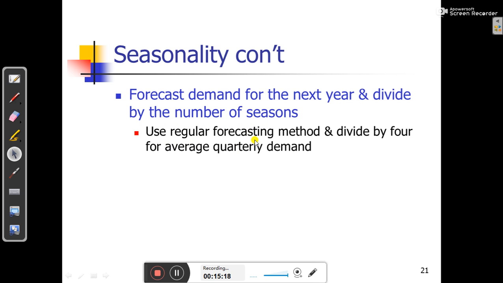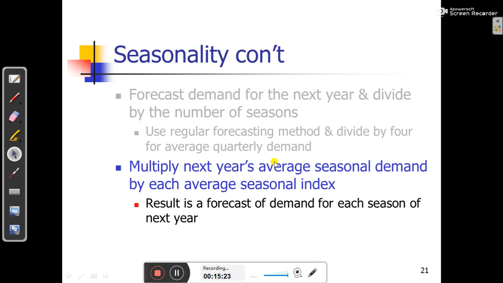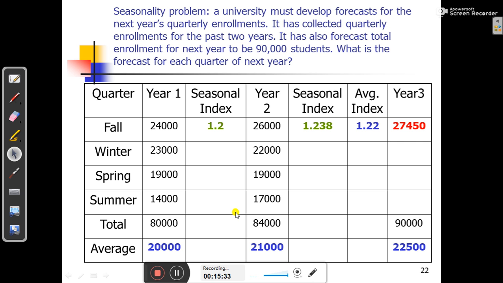Use the regular forecasting method and divide by 4 for average quarterly demand. Then multiply next year's average seasonal demand by each average seasonal index. The result is a forecast of demand for each season of next year.